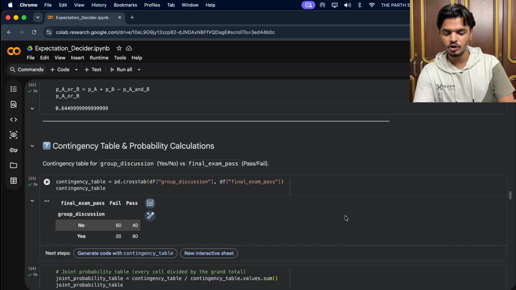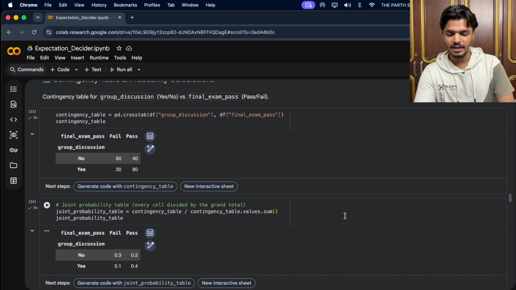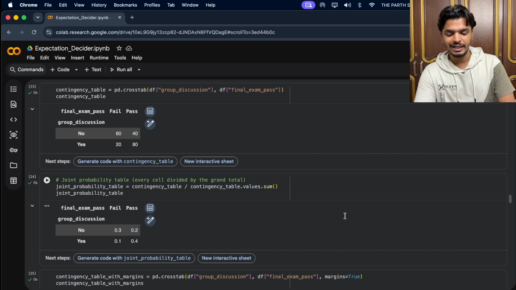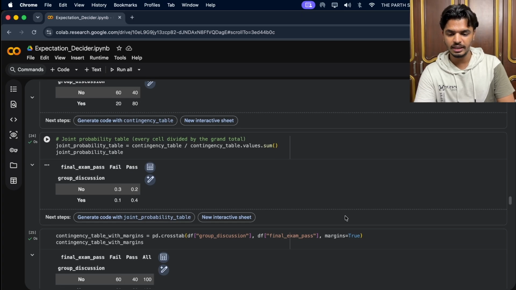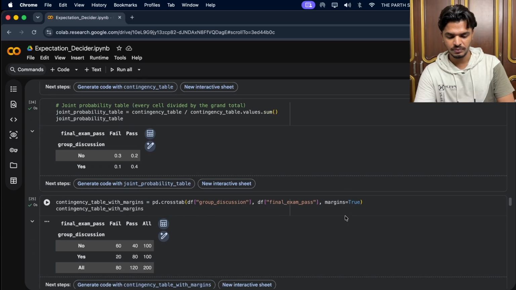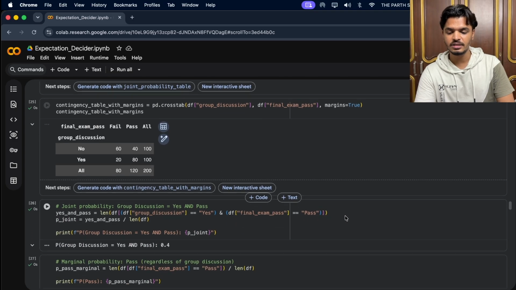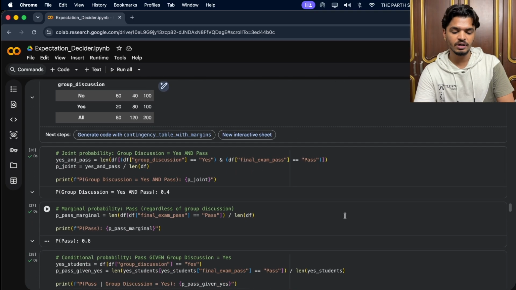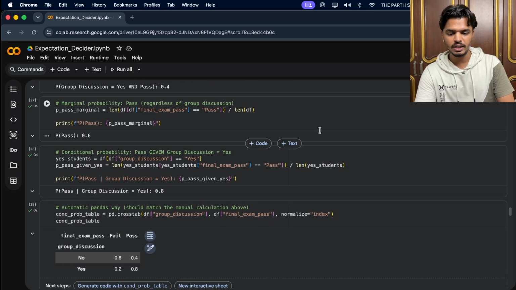I cross-tabulate group discussion against final result by using pandas crosstab. It immediately shows 80 students who did a group discussion passed, against only 40 who didn't. From this, I calculated the joint probability of doing a group discussion and passing, which is 0.4, the marginal probability of just passing, which is 0.6, and the conditional probability of passing given a group discussion, which jumps to 0.8. Everything is coded here.